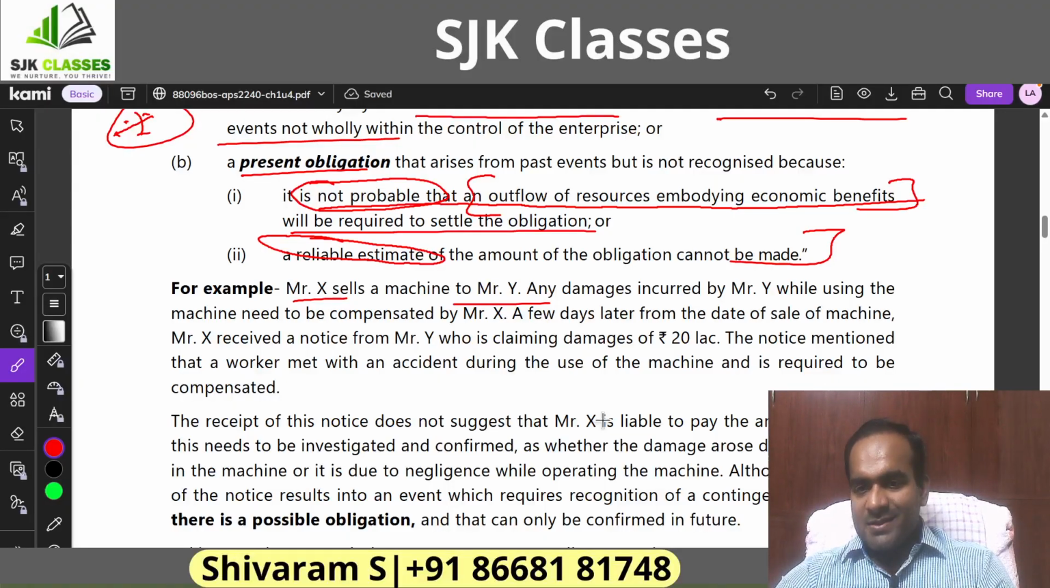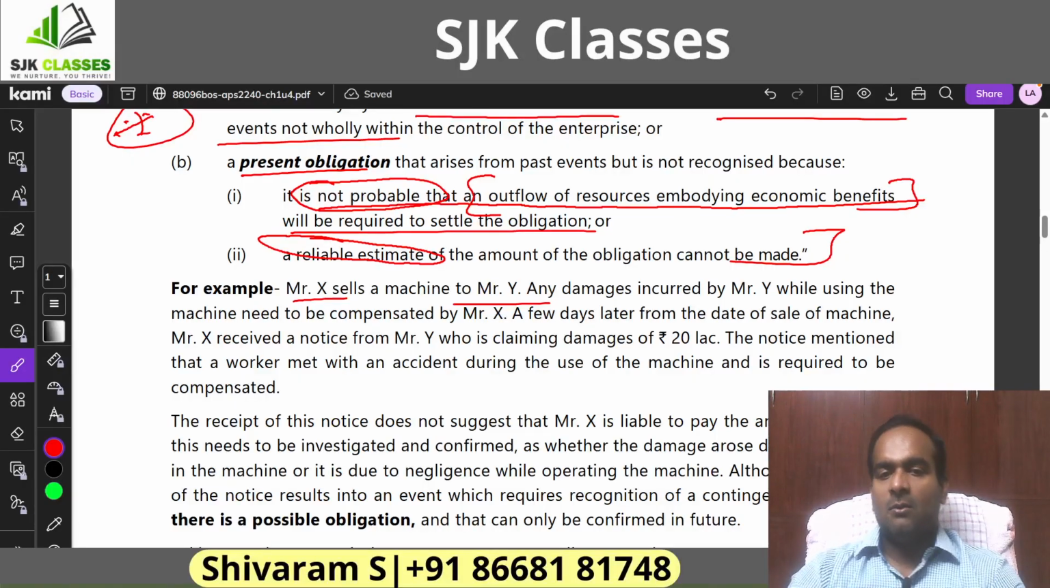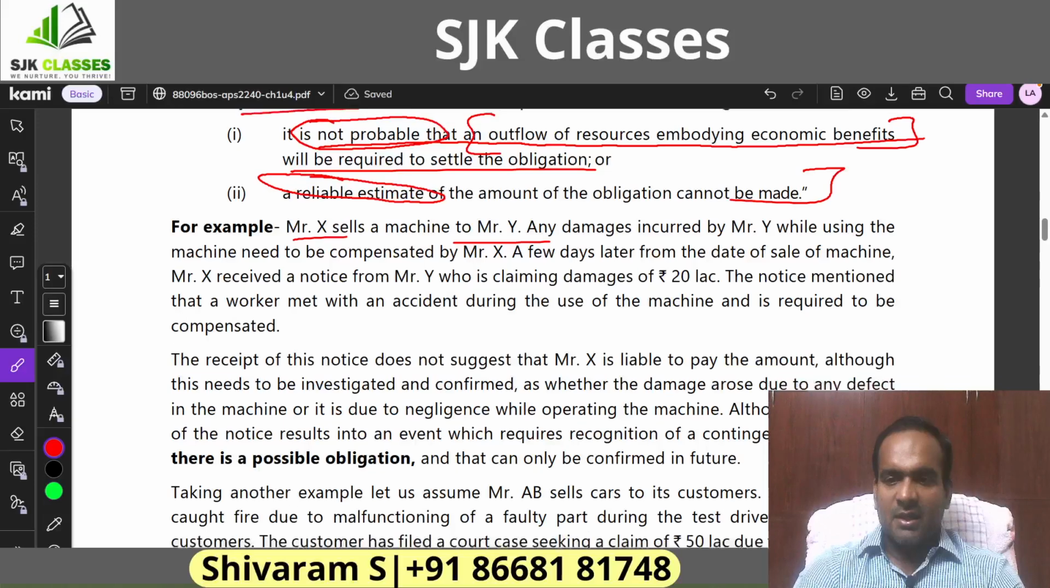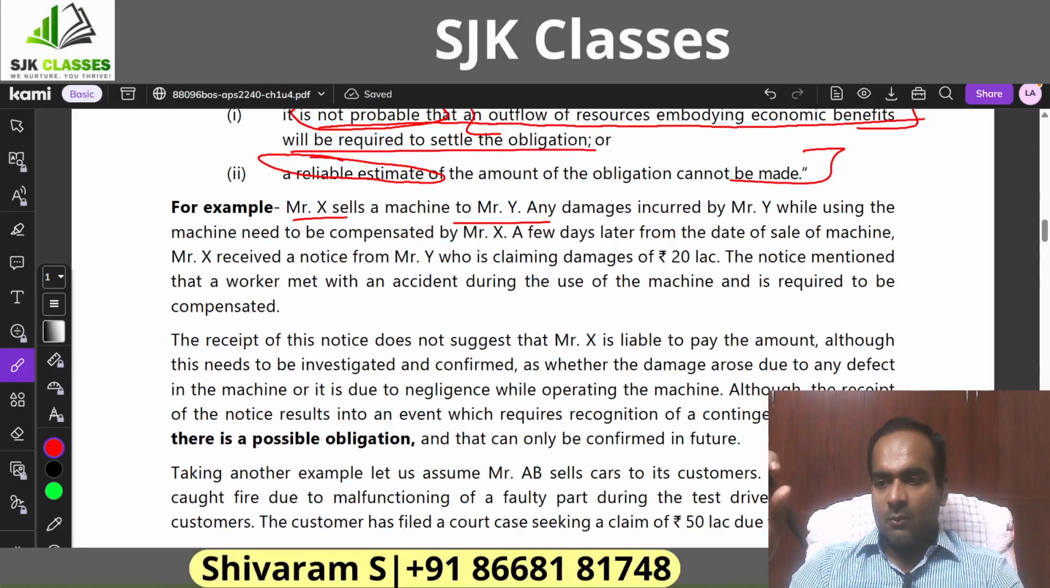So what happens? A few days after the date of sale of the machine, Mr. X received a notice from Y who is claiming damages of 20 lakhs. So by using the machine, Y is claiming damages of 20 lakhs from us. The notice mentioned that a worker met with an accident during the use of the machine and is required to be compensated. Now, what they're saying here? They're saying that Y, who is a customer, used our machine, and while using the machine, one of their workers met with an accident, and they're asking for damages of rupees 20 lakhs.